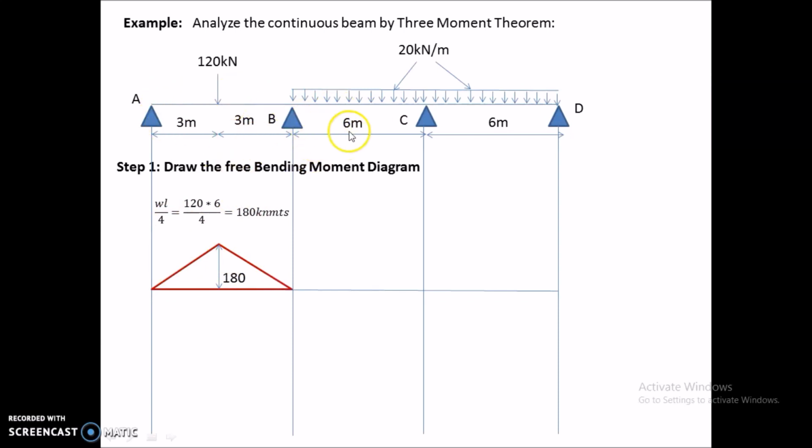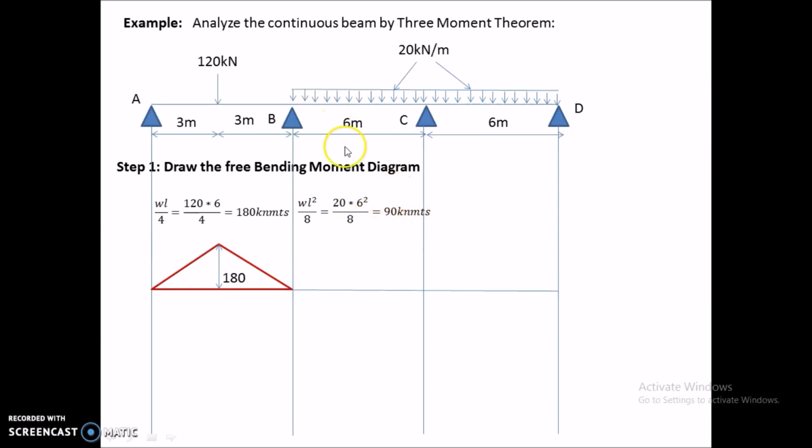Coming to span BC, both spans BC and CD are the same, since the load is the same and the span is also the same. So the moment value for span BC is WL square by 8, since it is a UDL. Here W is 20 and L is 6. 20 into 6 square by 8, the value is 90 kN-m.